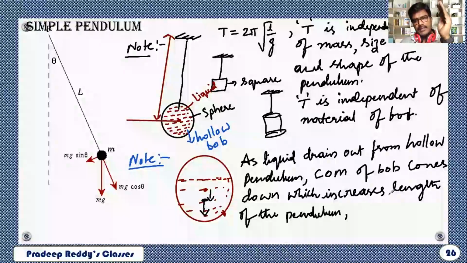And after the complete liquid is drained out, the center of mass shifts back to the center. Therefore, the time period goes on increasing, and then suddenly the time period decreases to its original value. This is how, when you fill liquid in a hollow bob and the liquid drains out from that bob, the time period first increases and then comes back to its original value after the liquid is drained out completely.